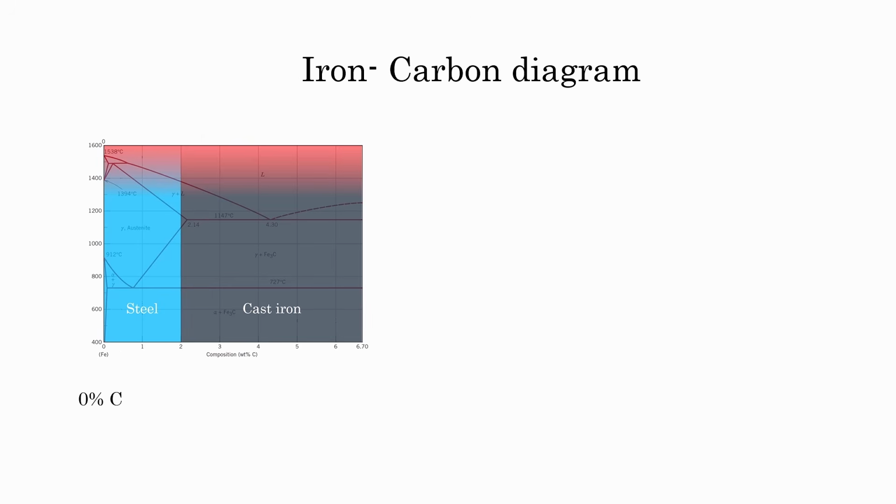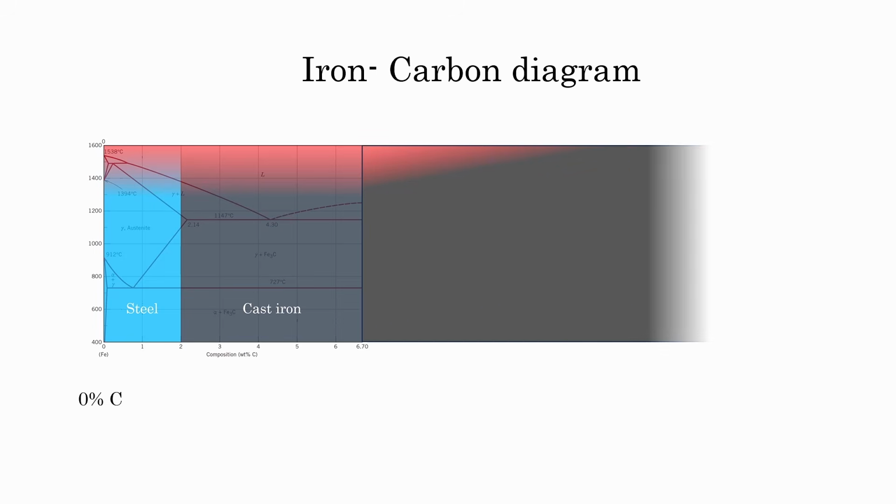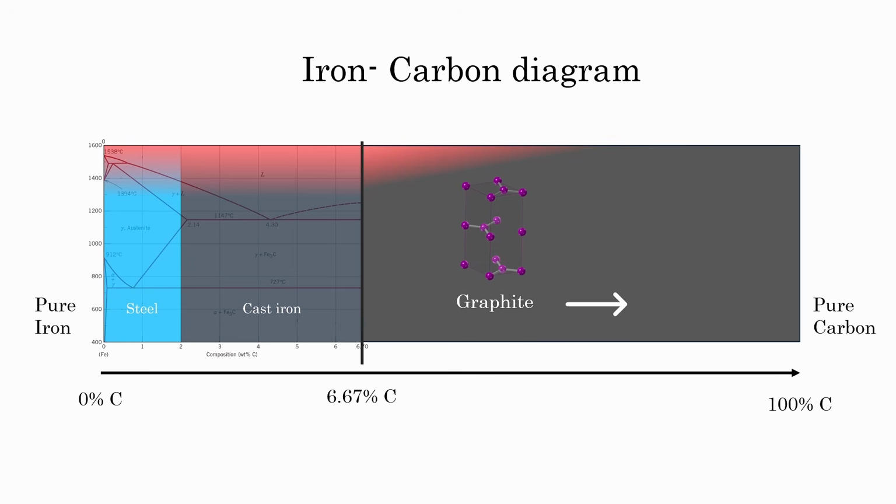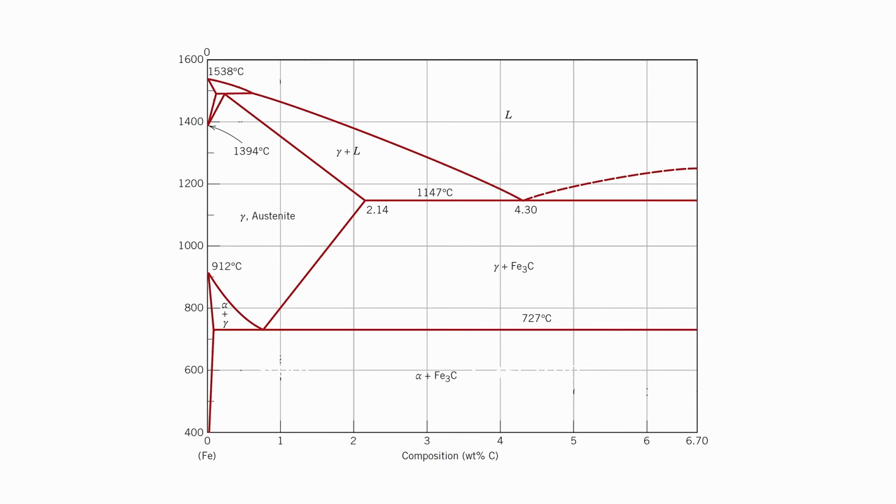A true iron carbon diagram would be extended all the way to 100% carbon. On one side pure iron and on the other side pure carbon. But after 6.67% of carbon, the stable phase becomes graphite. And under high pressure, the graphite transforms into diamond. These transformations follow completely different behavior, so we study them separately. This is why, for practical reasons, the iron carbon diagram is limited to 6.7% carbon.